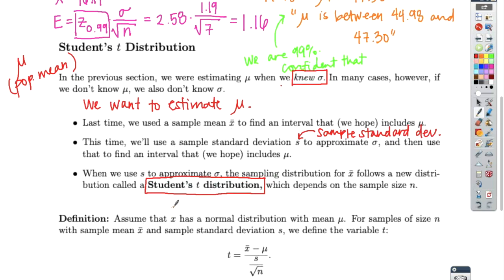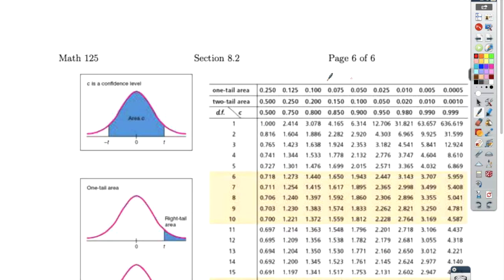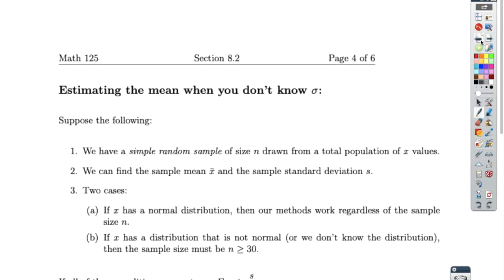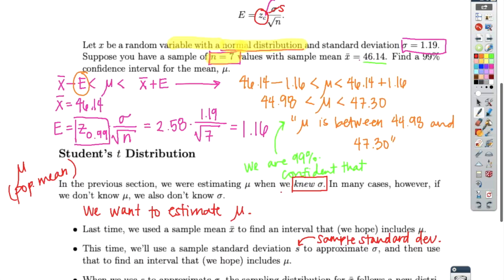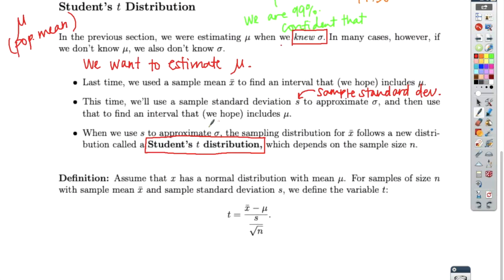And the student's t distribution is almost the same kind of process as the z distribution. That's where this table comes from on page 6. We're going to use this to find one of these numbers, and that's going to be our critical value. It is a little bit more interesting, though. There are just a couple of extra steps that we have to think about with the student's t distribution.